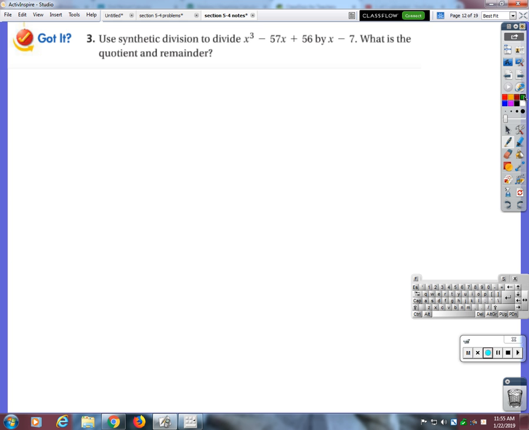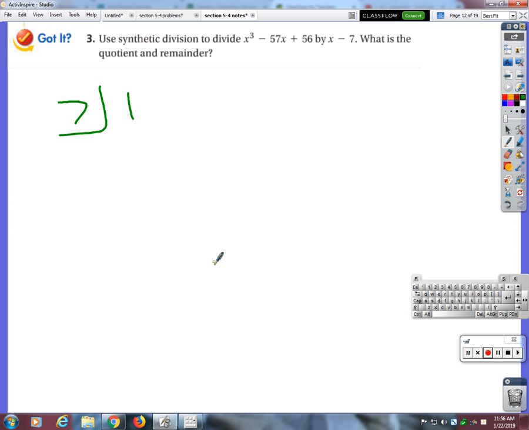Okay, so let's try another one. This time let's go x minus 7 divided into this. So I'm going to start by making a box. In this case, since I'm dividing by x minus 7, what goes into the box? 7. And then, like I said, I'm going to just rewrite the polynomial, but instead of writing all of the variables, I'm just going to write the numbers. So how many x cubes do I have? 1. So I'm going to start with a 1 again.